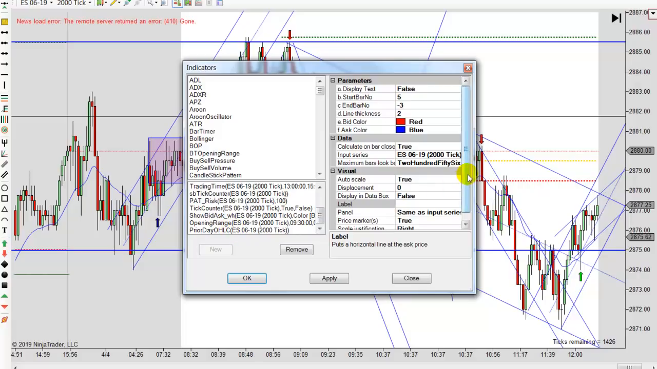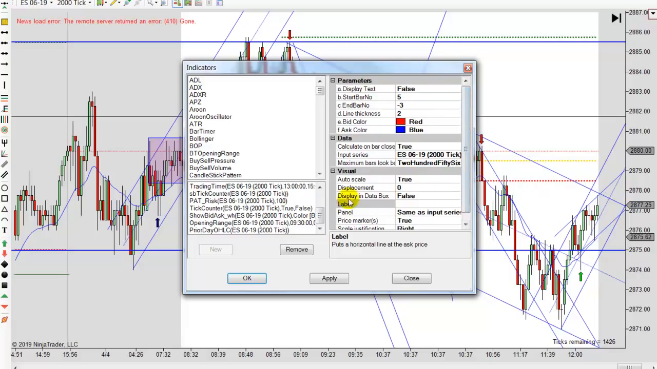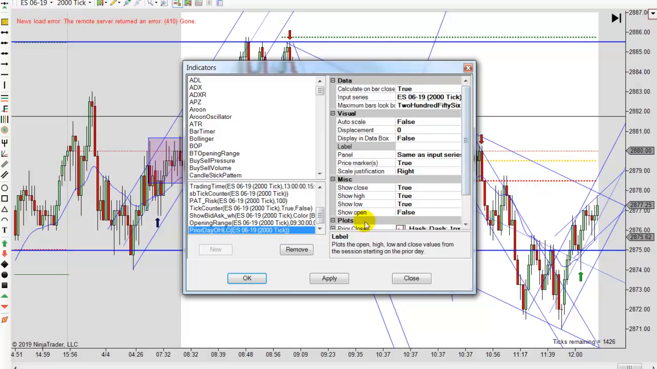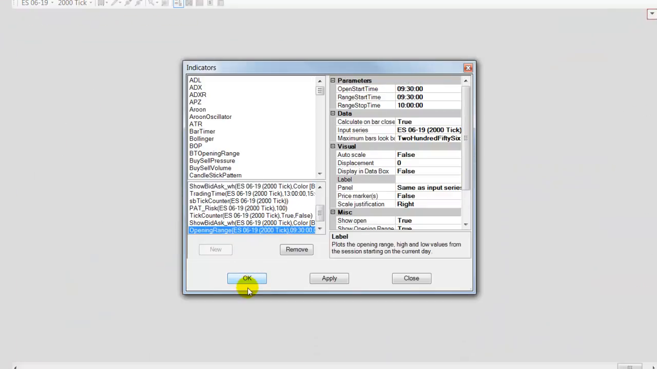And when you do that, go over here to where is it? Well, I got to click on it. That's the reason I can't find it. Where you see show open on the prior day open, high, low, make that one false. In other words, just click on it and you can make it true or false. We want that to be false. Leave the other three true, but make that one false. And then here's your opening range. I gave you directions on how to set that up. Then just save it and hit OK.